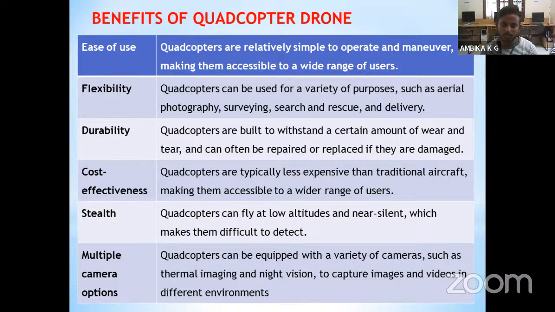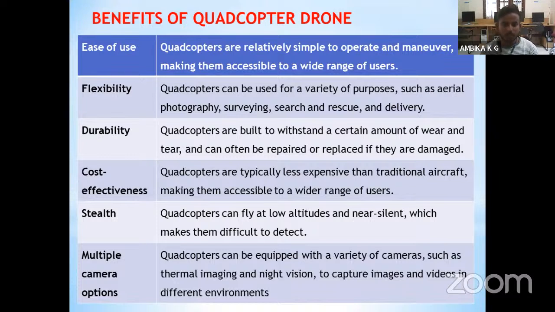Coming to durability, quadcopters are built to withstand a certain amount of wear and tear, and can often be repaired or replaced if they are damaged. If any damage happens, we can easily change the parts of the drone. Compared to other drones, it's less expensive, so you can easily change or repair the parts.